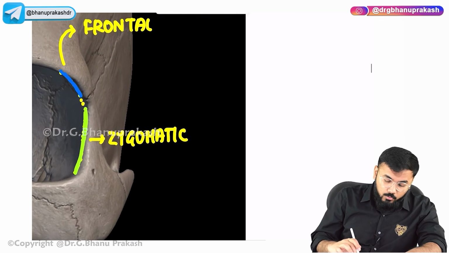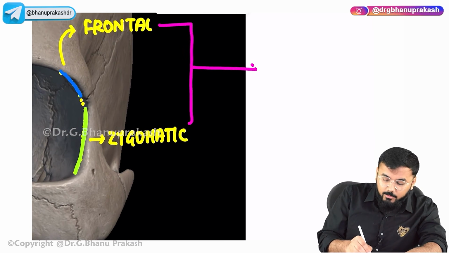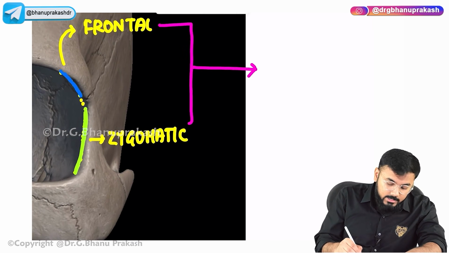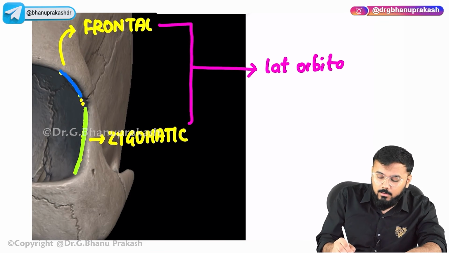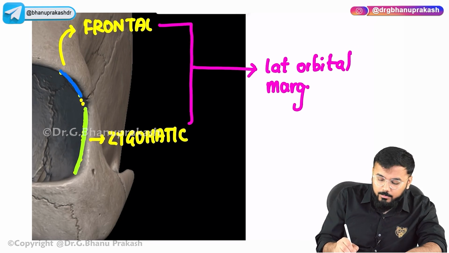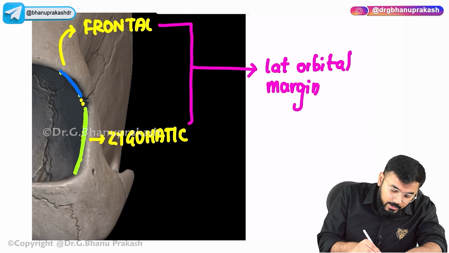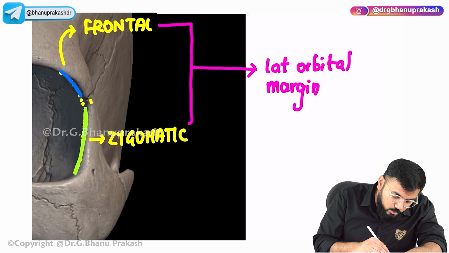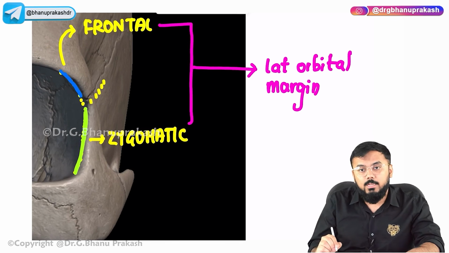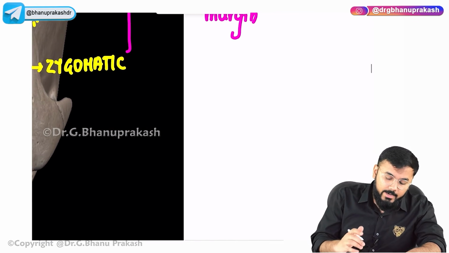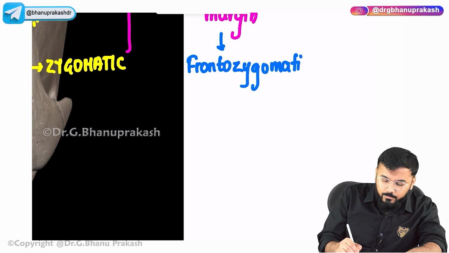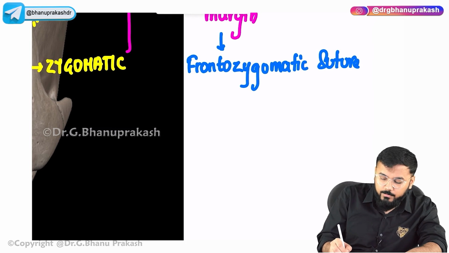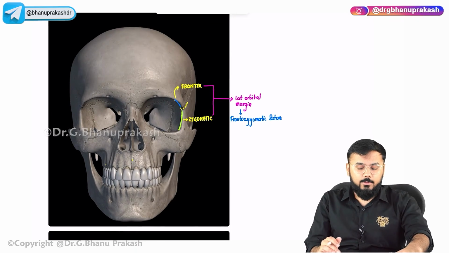So frontal and zygomatic together, what do they form? They form the lateral orbital margin. In the center of the lateral orbital margin, you see a suture here. This is called the frontozygomatic suture. This suture over here is called the frontozygomatic suture.